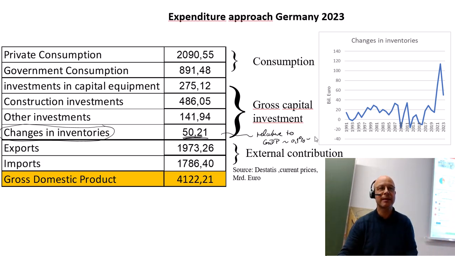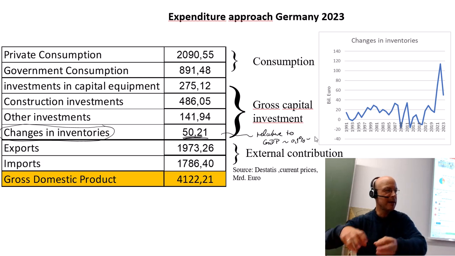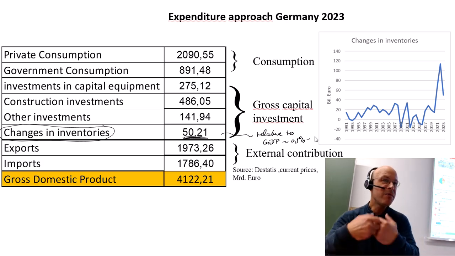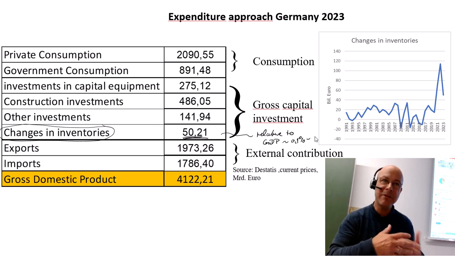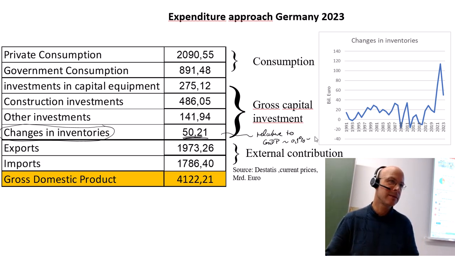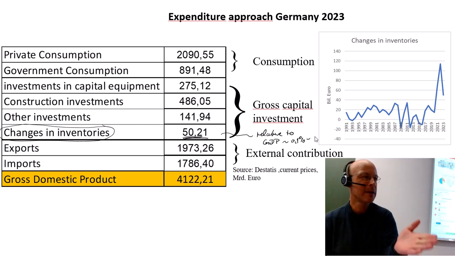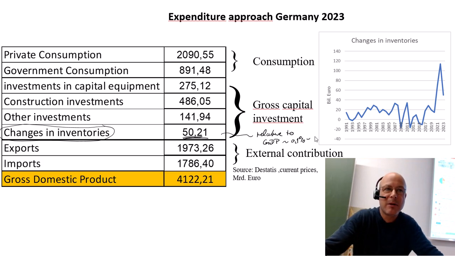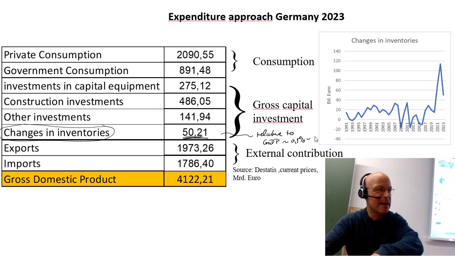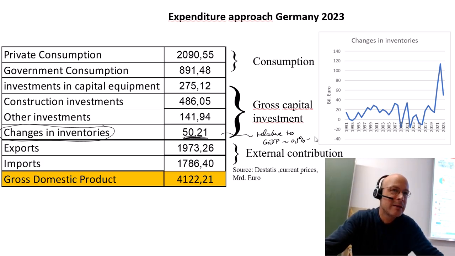So what does it mean in the actual situation? If we keep everything else constant, and what we want to do is to talk in the end about economic performance, so about economic growth, if we keep everything else constant and we look only at the change of inventory, then in the actual situation our country would grow by 0.1 percentage points. Well, that's not very much, so we could think it doesn't matter.